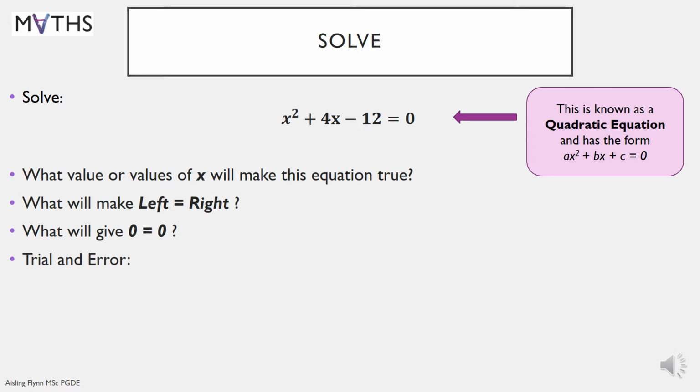One way to try and get a correct answer is trial and error. You could choose different numbers and replace them for x and see, do you get the answer 0? So let's try the number 1. 1 squared plus 4 1s minus 12. Does it give 0? That's 1 plus 4 minus 12, which is minus 7, not equal to 0. So 1 is not a correct answer for x.